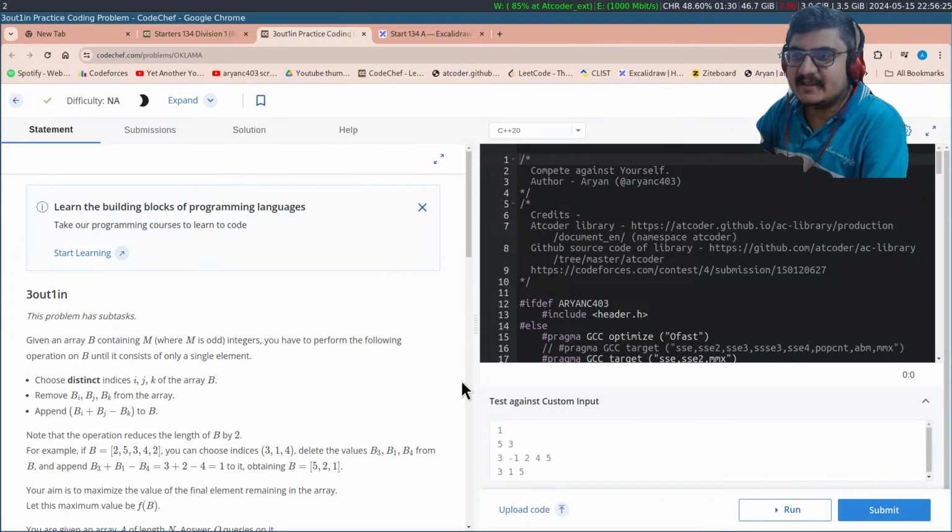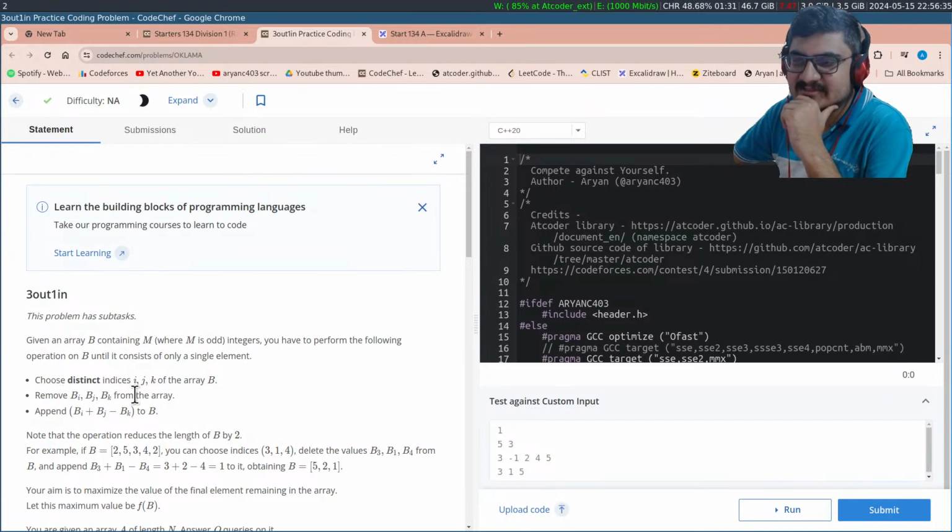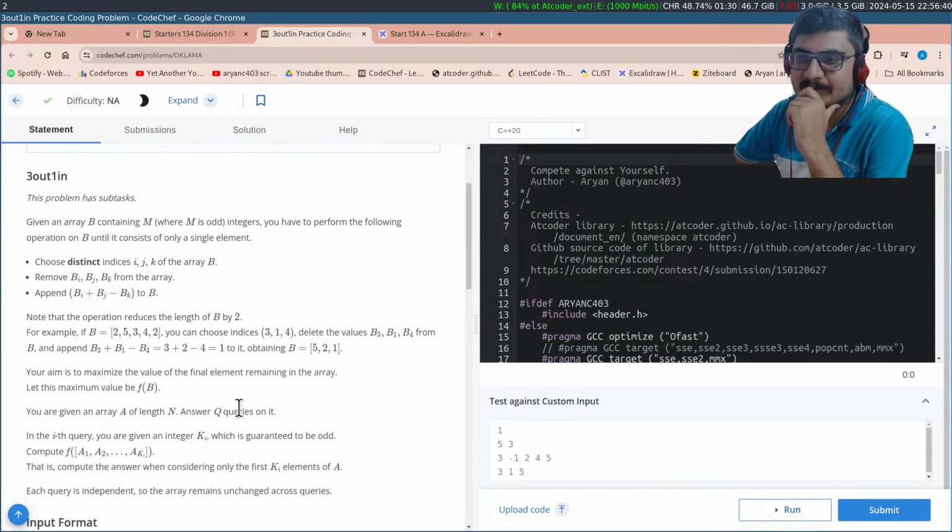Given an array B containing M integers, where M is odd, you have to perform the following operations on B until it consists of only a single element. Choose distinct indices i, j, k of the array. Remove Bi, Bj, Bk from the array and append Bi plus Bj minus Bk to B. Note that the operation reduces the length of B by 1. For example, if B is this, we can choose indices 3, 4, 5, delete these values and add a new integer 1 to it, as 5 plus 1 minus 5.